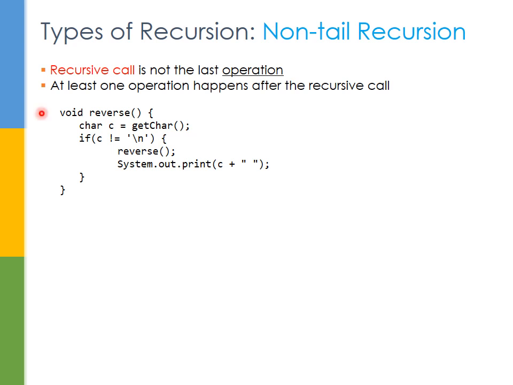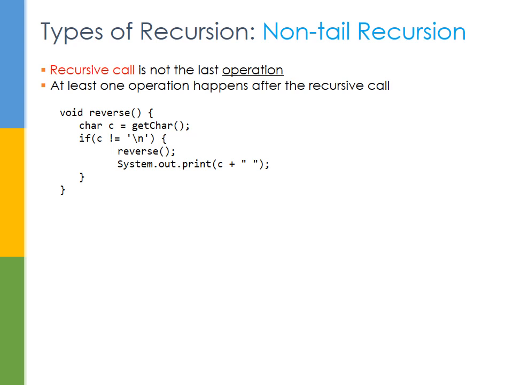The first example is over here, which is a function called reverse. And essentially what this function does is it reads in characters one at a time, but then once all of the characters have been entered by the user and then a new line character is reached, this will terminate the recursion. So a new line character is reached when the user presses enter or return on the keyboard, and then all of the characters that have been entered will be printed in reverse order.